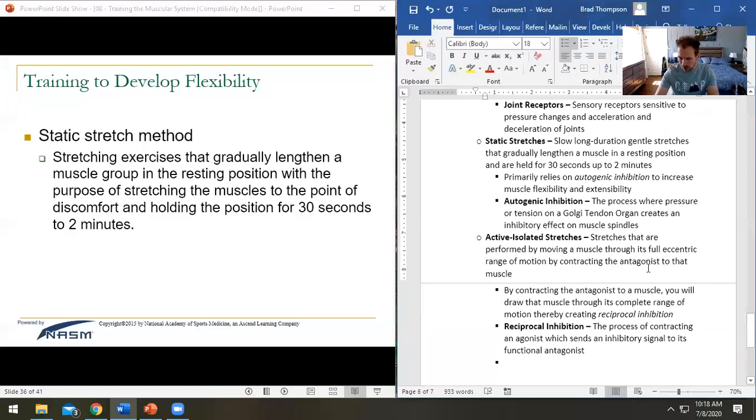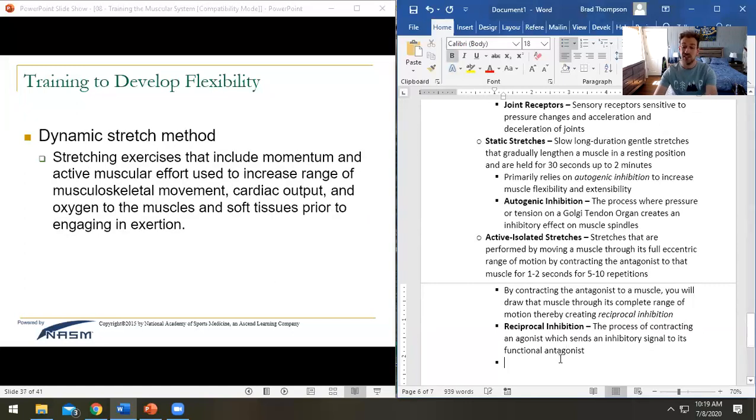Through its full eccentric range of motion by contracting the antagonist to that muscle for 1 to 2 seconds for 5 to 10 repetitions. Okay, so that's active isolated stretches.